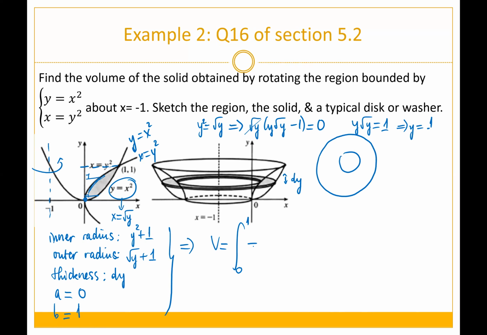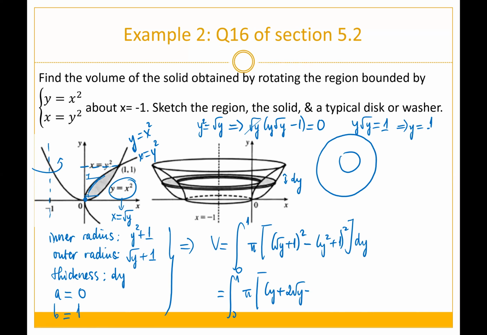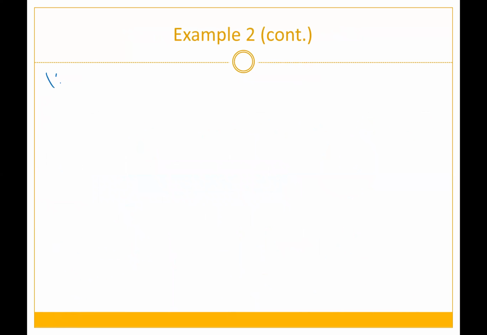The cross-sectional area is going to be pi R squared minus pi r squared. So it's going to be the square root of y plus 1, squared, minus y squared plus 1, squared, dy. Now things should be easy to find in this situation. I'm just going to expand the square and then try to solve it. Try to find the integral. So your V right now is the integral from 0 to 1 of pi times, see what we have here, y plus 2 square root of y minus y to the fourth minus 2y squared dy. And this one is very easy to find right now.